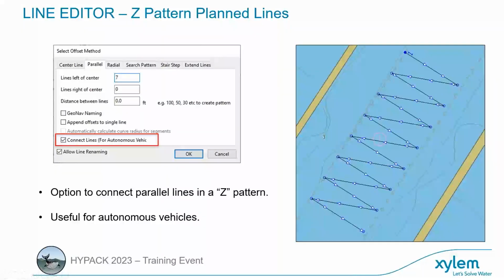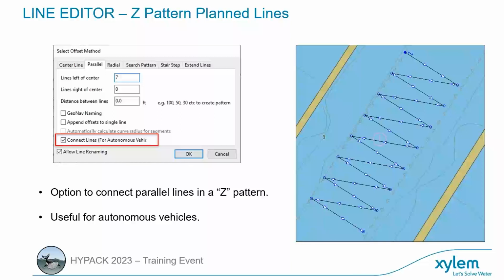All right, so we add different options that people have requested. In this one is a Z pattern for those that are autonomous vehicles and they want to run back and forth. You can go ahead, create your one line. You go in and set it to say connect lines and choose how many lines you want to left or right, and the distance. You need to make sure you put the distance in there and click OK, and it's going to automatically create a Z pattern for you based on your settings.